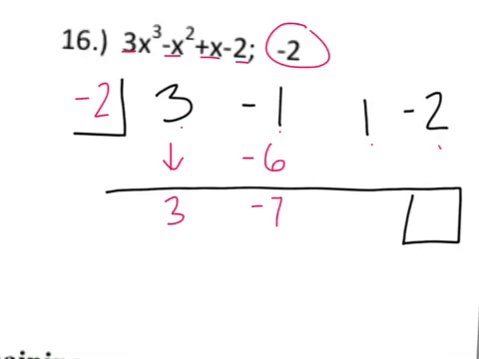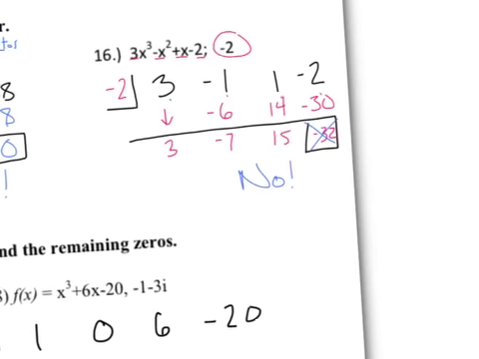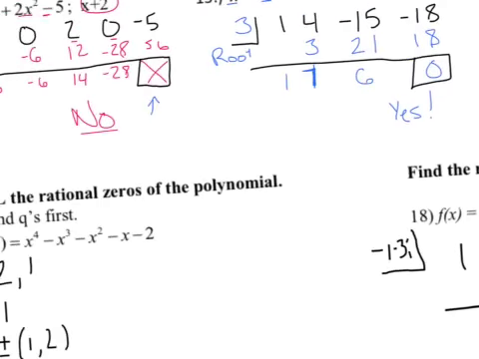Add to get negative 7. Multiply to get positive 14. Add to get 15. Times to get negative 30. I add to get negative 32. Doesn't matter what that number is, because as long as it's not 0, the answer is no. It is not a factor or a root. We should be pretty good at those, I hope.